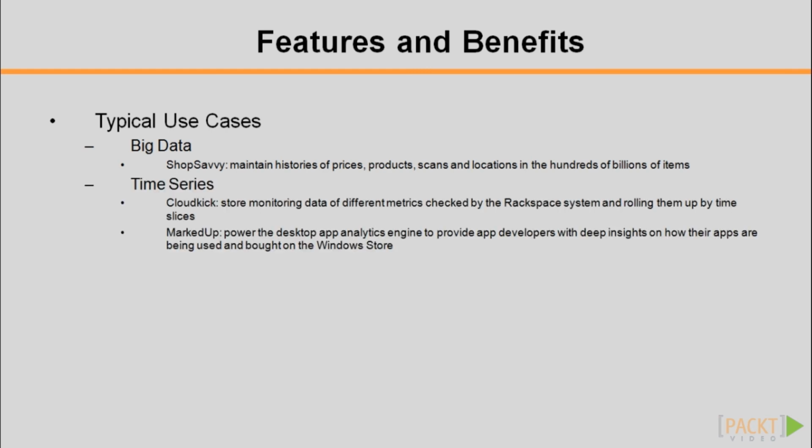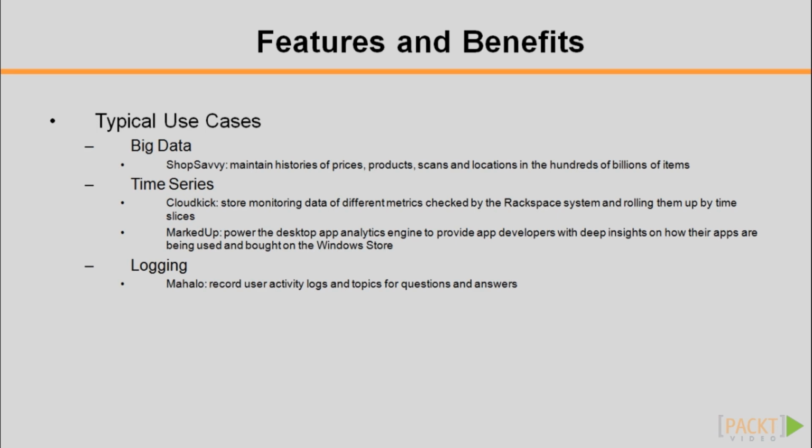Tracking time series data is the most common use case for Cassandra. Time series data is the type of data that follows a time series pattern, such as performance metrics, sensor data, stock quotes, user activities, and so on. For example, CloudKick, already acquired by Rackspace, provides cloud server monitoring and management tools. It stores monitoring data of different metrics and rolls them up by time slices.